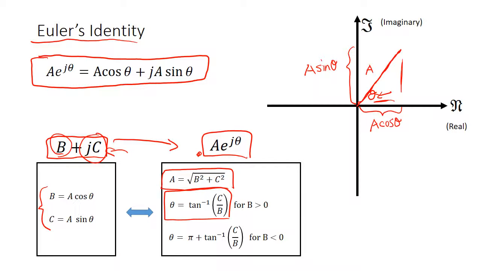So I have this equation here. Note that this works for when the real part, so we defined earlier based on this equation here, that the real part is b and the imaginary part is c.